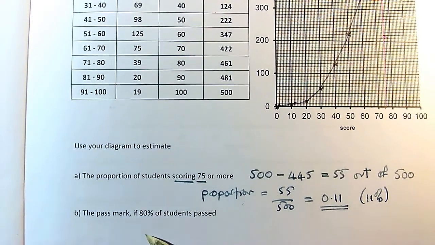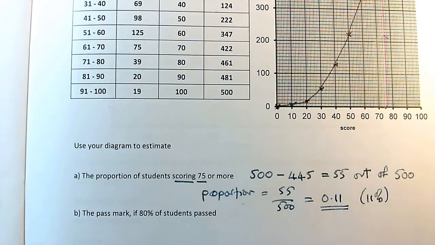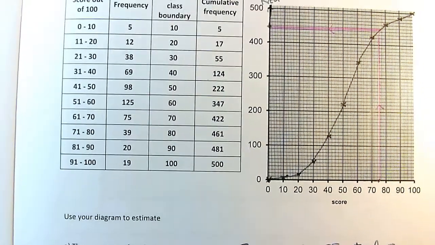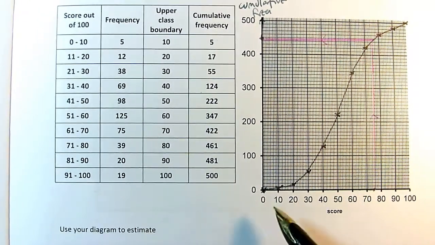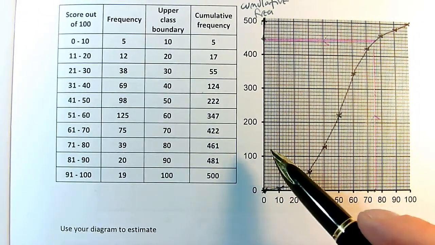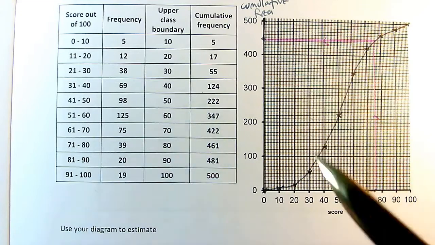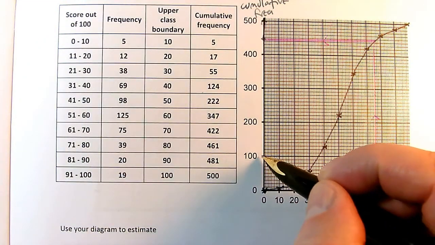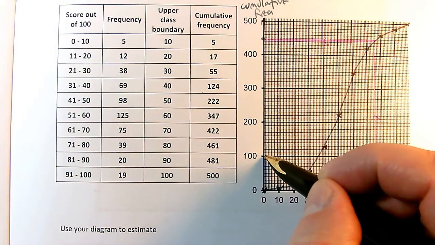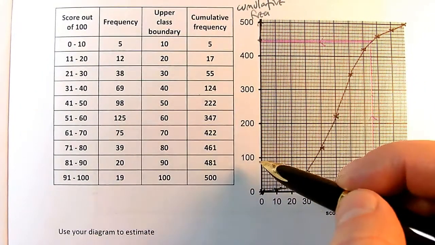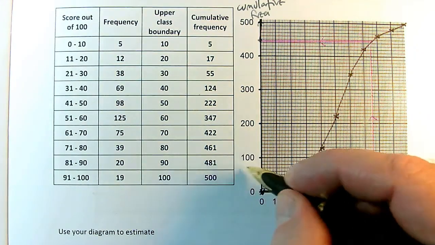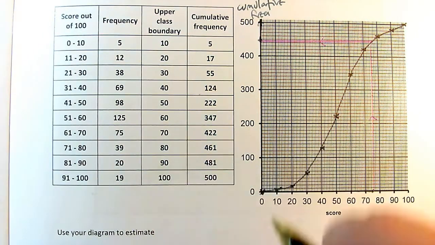Okay, now it's telling me that 80% of students passed, and I need to work out the pass mark. So we've got to work from the correct end. The pass mark is going to be quite a low score. It's only 20% of students who failed. So I need to think that the 100th person just passed. So if I go backwards from 100 on the cumulative frequency, this is the 100th person from the bottom.